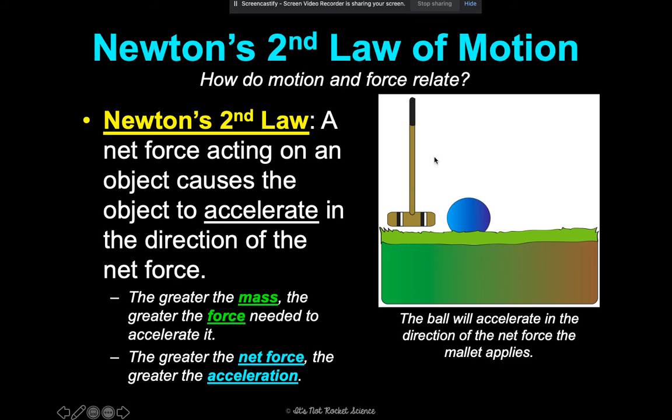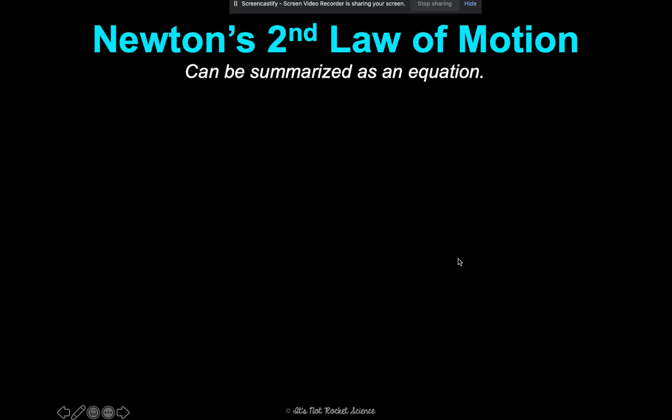The example I have here is a croquet ball and a croquet stick. The ball will accelerate in the direction of the net force the mallet applies. That's what it's called, a mallet. So the greater the force applied, the faster the ball will move. It's the same kind of thing. Newton's second law really does apply to things like golf. They use this thought process all the time in golf.